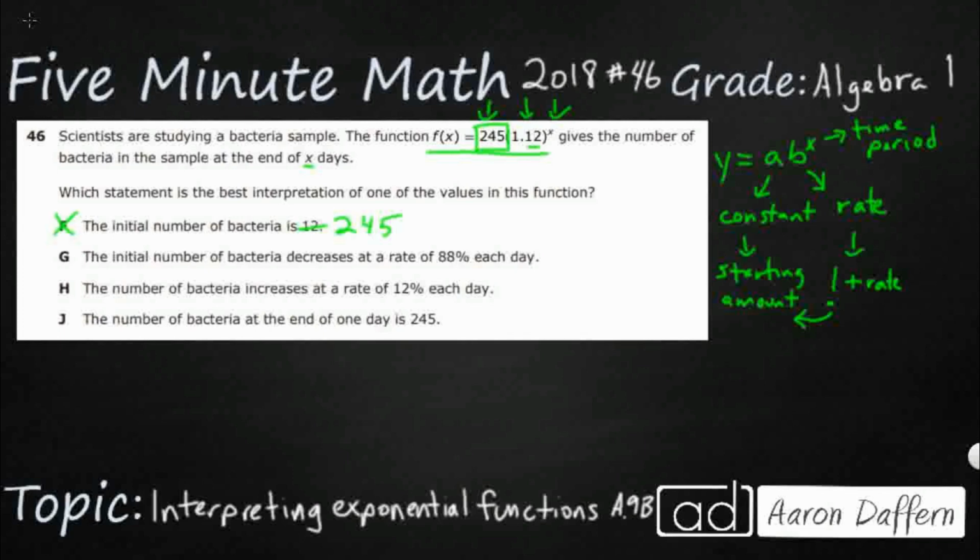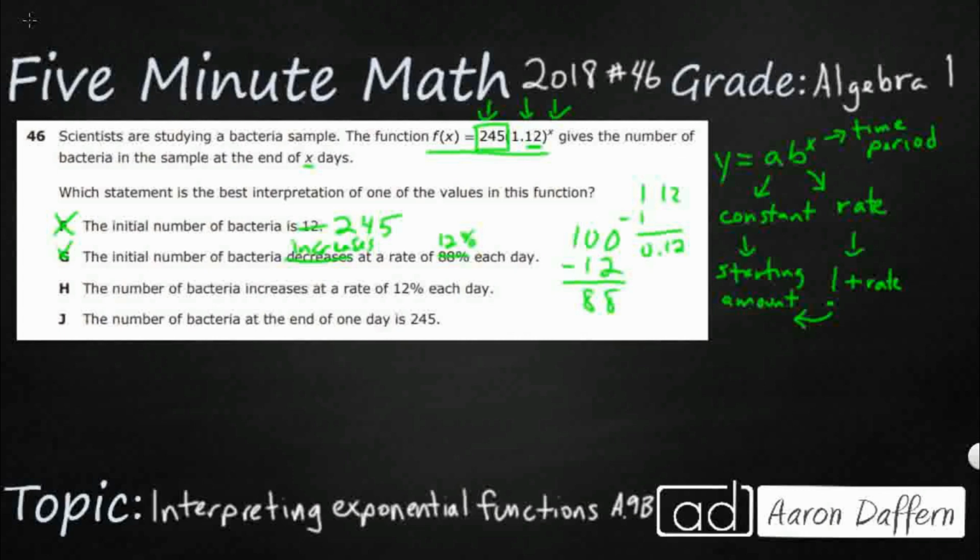The initial number of bacteria decreases at a rate of 88%. Now, where do we get the 88 from? Well, if you take 100, take away 12, we've got that 12 sitting right there, you get 88. But we're not decreasing, we're actually increasing. It's 1 plus the 12, so it increases at a rate of 12%. I know it's 12% because it's that 1 plus that 12. So I take that 1 away from 1.12, and you're going to get your rate increase, 0.12, which is exactly what we have here in H, so that looks good.